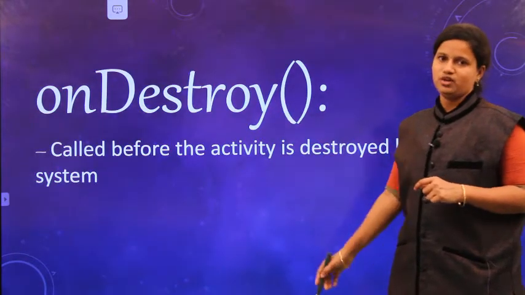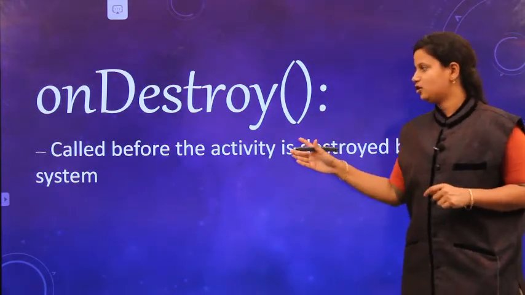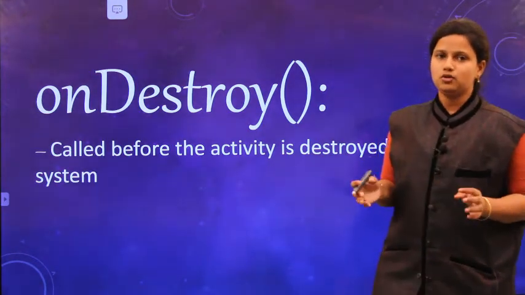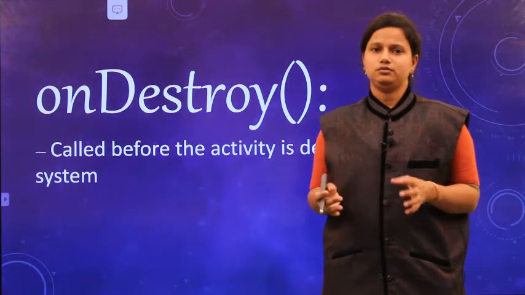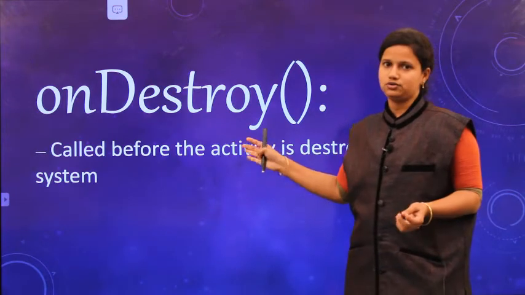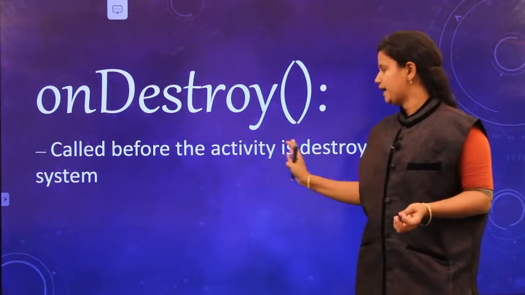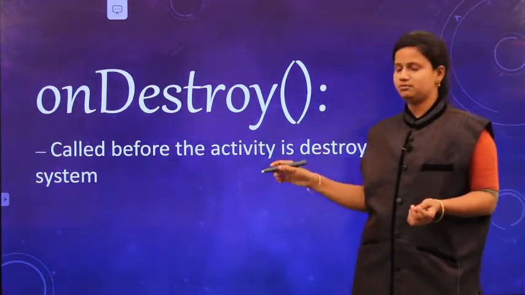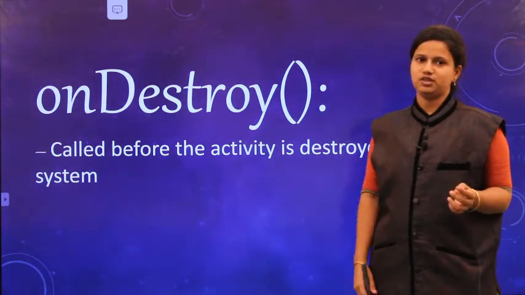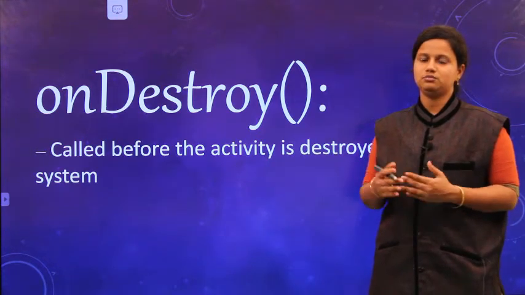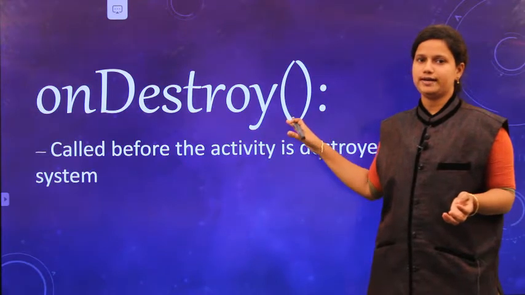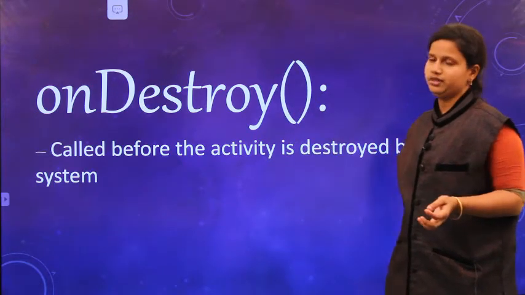onDestroy. What is onDestroy? It is called before the activity is destroyed by the system. That means before the closing or shutting down of your application, the onDestroy method is called. So when you properly close your application, for example by pressing the back button of your activity, the onDestroy method is called.